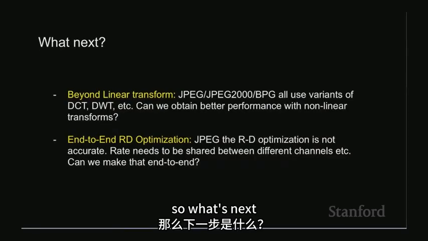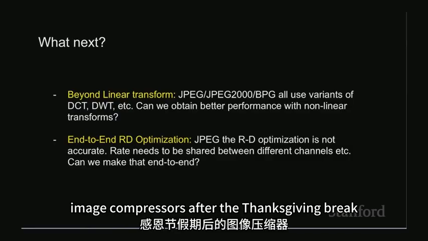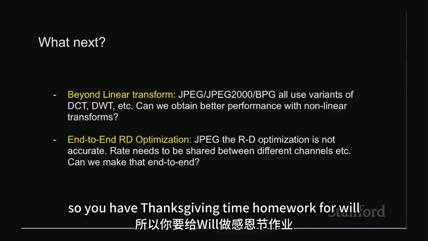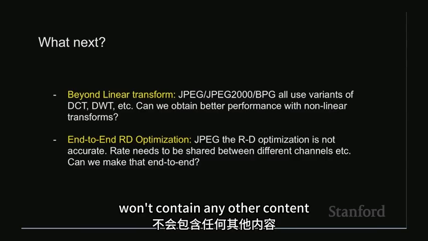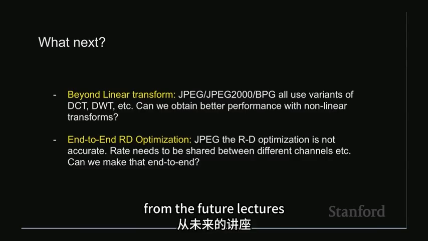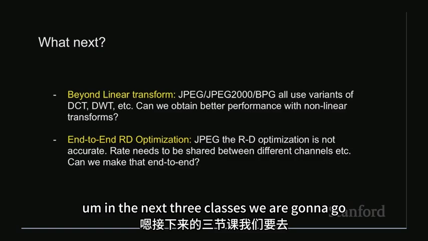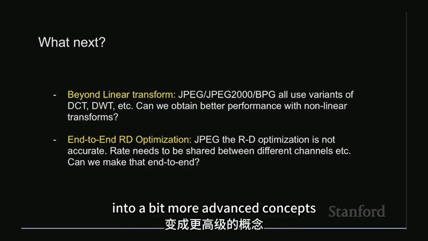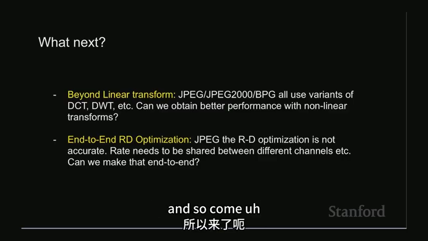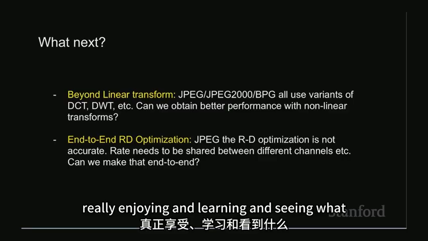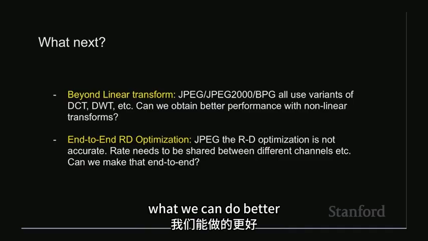And cool, so what's next? So in the next class, we'll go over some learned image compressors. So after the Thanksgiving break, so you have Thanksgiving time. Homework 4 won't contain any other content from the future lectures. So it will contain content up to today's lecture. In the next 3 classes, we are gonna go into a bit more advanced concepts. And so come with the mindset of really enjoying and learning and seeing what we can do better.